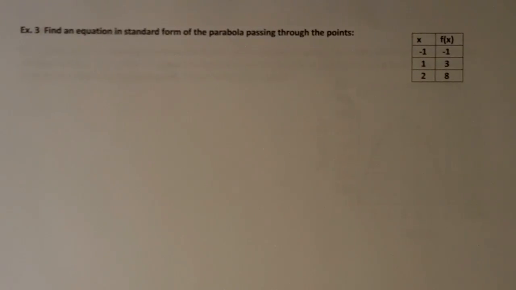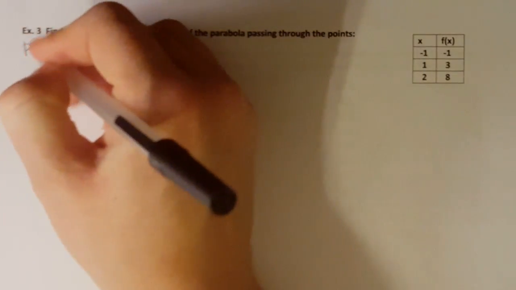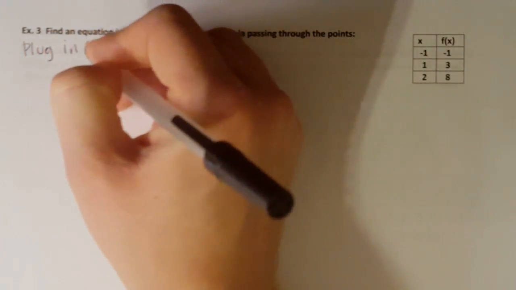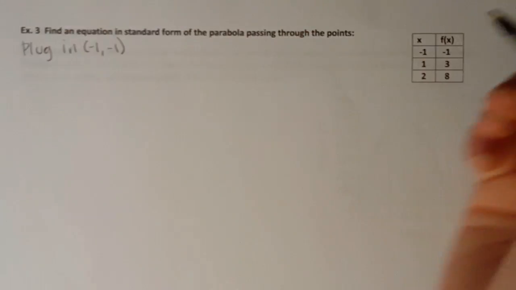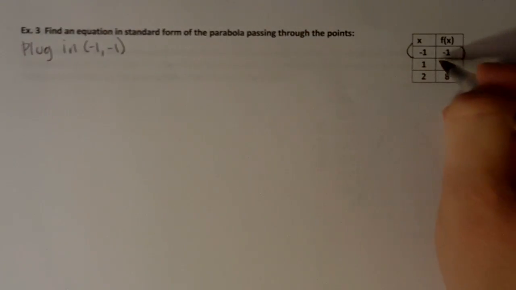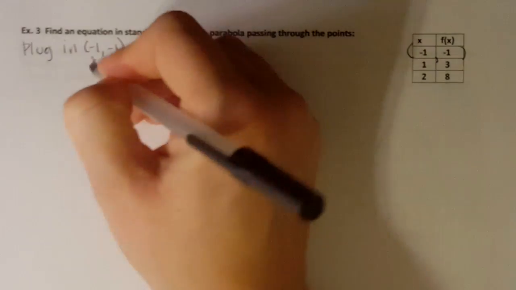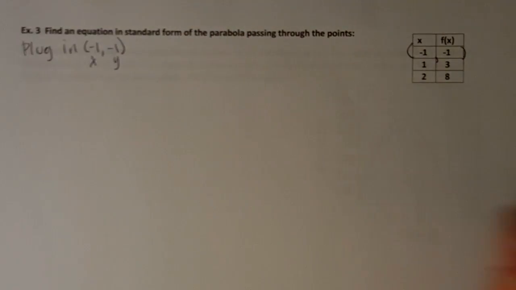Get my computer to work. It's not behaving. So we're going to start with the first point on the chart, -1, -1, and plug it in. Plug in -1, -1. Comes right here from the chart. X is -1, y is -1.